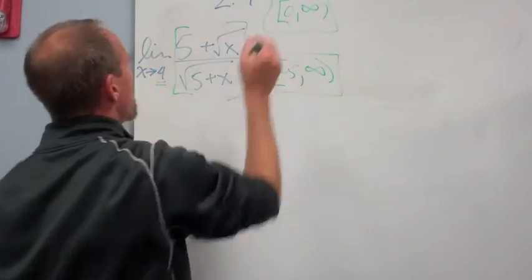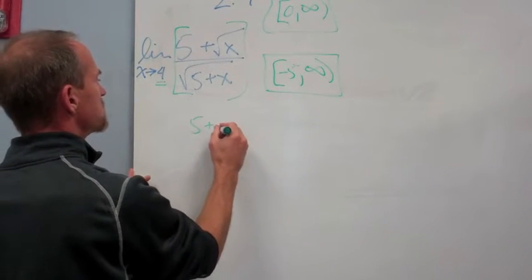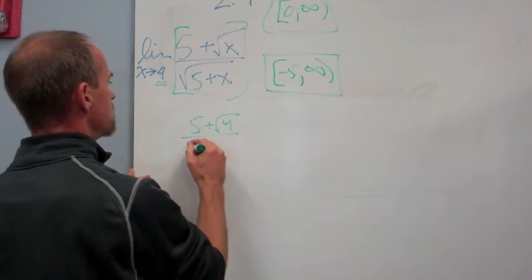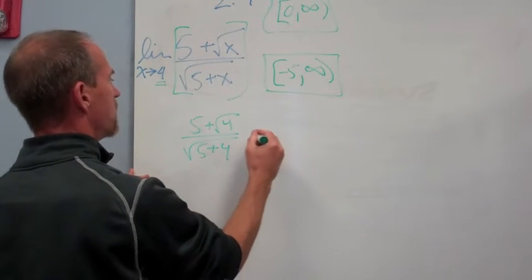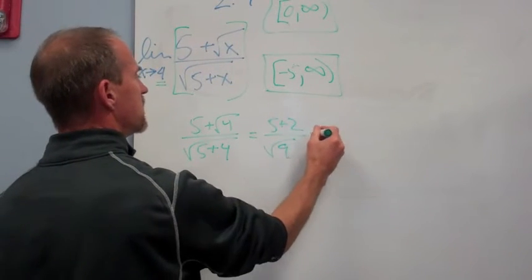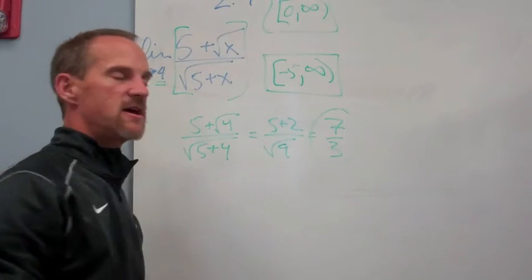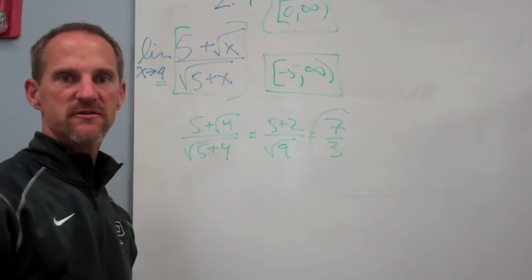Right here. And so I plug in 4, and I get 5 plus the square root of 4 over the square root of 5 plus 4, which equals 5 plus 2 over the square root of 9, so 7/3. That is finding the limit based on the application of the laws of continuity.